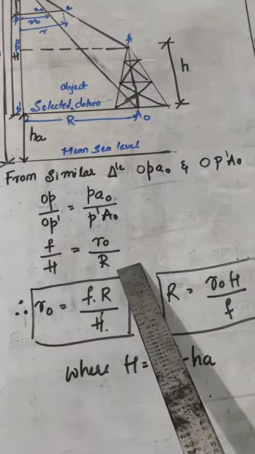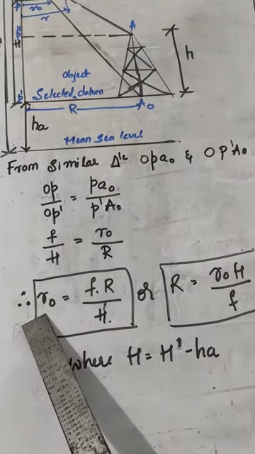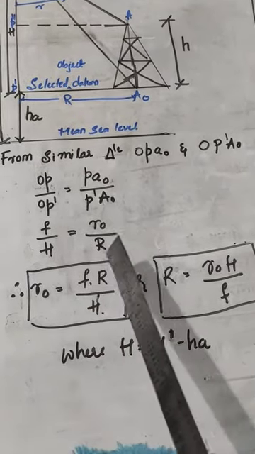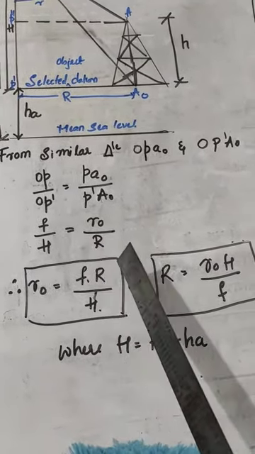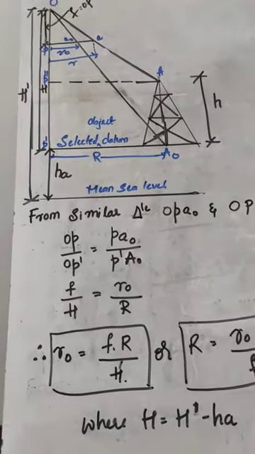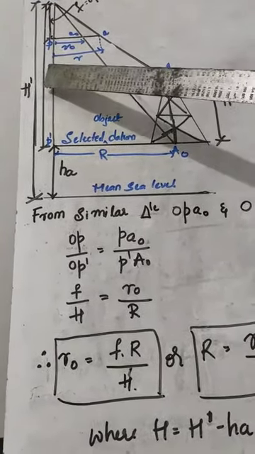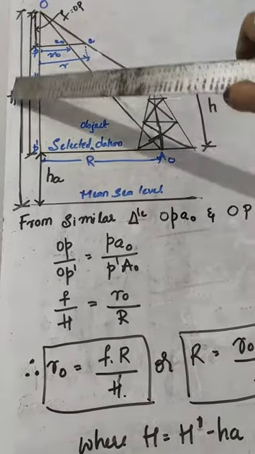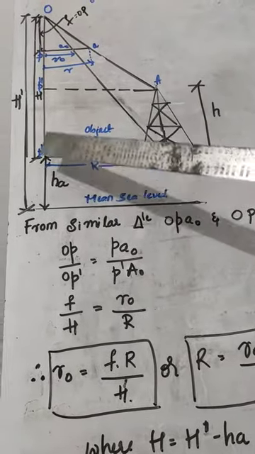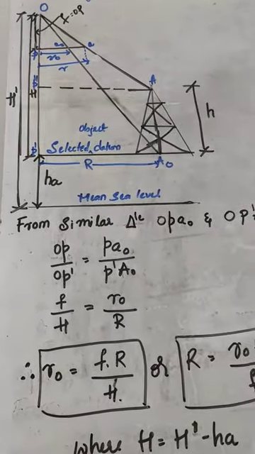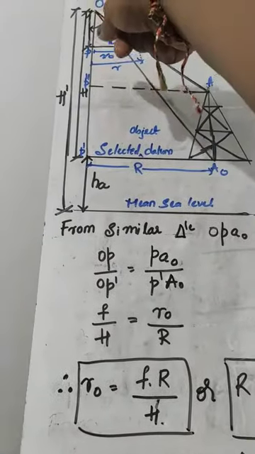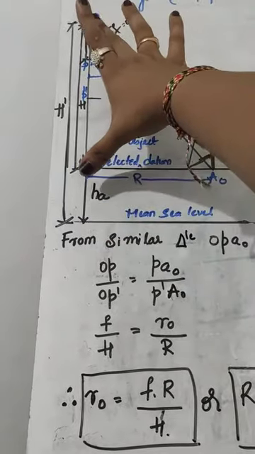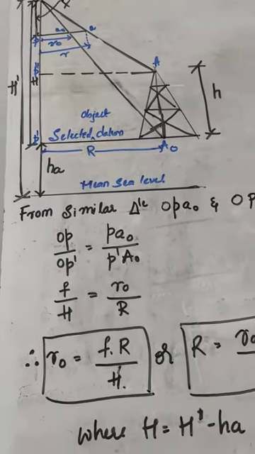First we calculate the equation for small r0, that is r0 is equal to F into R, divided by H. From the diagram you can see how we get this H value, that is this height. How will we get this height? When we deduct this h' from HA, we get this H. From this total height, when we reduce HA, we get this flying height, that is capital H.